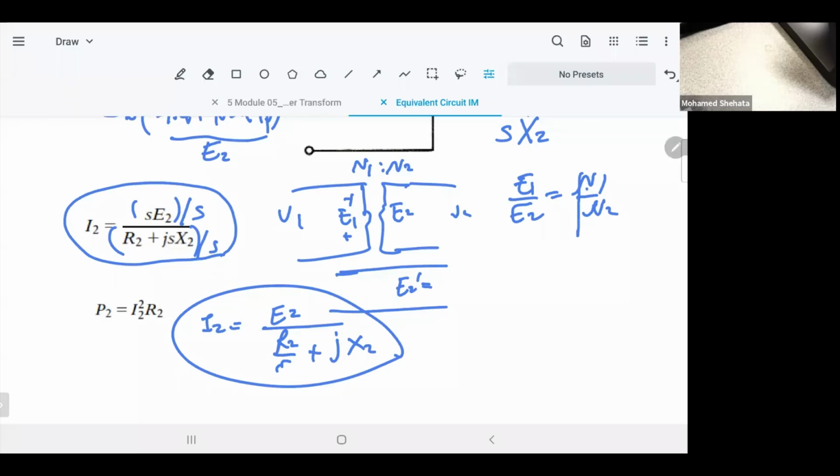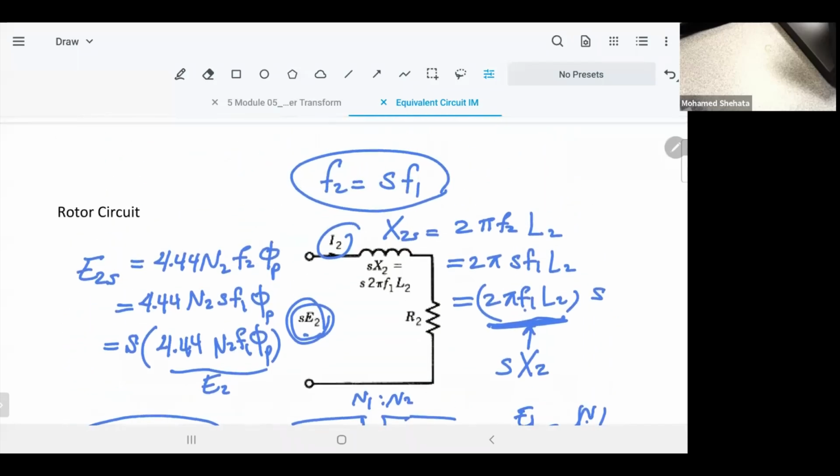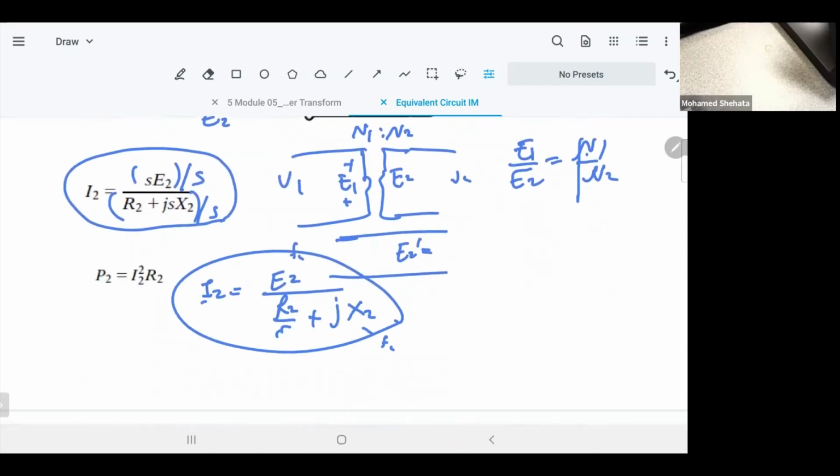After changing I2, how would you be able to connect them? I'll be able to connect it because, let me show you now the equivalent circuit. Look at I2, it is equal to E2 divided by R2 over S plus jX2. X2 doesn't have anything, and the frequency of E2 is F1. Before we had SX2. Now when we look at X2 by itself, it's a function of F1. So when you divide something of frequency F1 by something of frequency F1, the resultant I2 in this equation will be frequency F1.